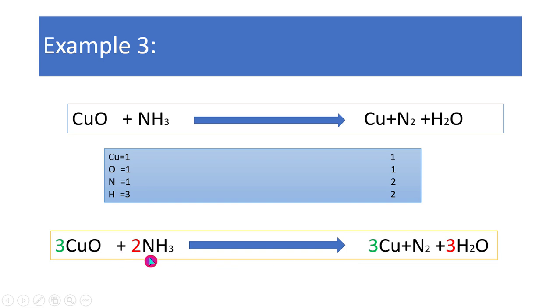Now we observe that towards the product side, the number of oxygen atoms becomes greater. Towards the product side, the number of oxygen atoms is 3, and towards the reactant side, the number of oxygen atoms is 1. So we use the coefficient 3 here, so that the number of oxygen atoms becomes the same. Again we see that towards the reactant side, the number of copper atoms becomes 3, and towards products, the number of copper atoms is 1. So we use the coefficient 3 here.